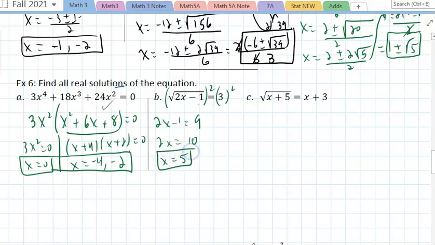And you should check your answer whenever you start the problem with an even index radical, a fraction, or a log. Visually, if I put a 5 there, 2 times 5 is 10, minus 1 is 9, square root of 9 equals 3, it checks.